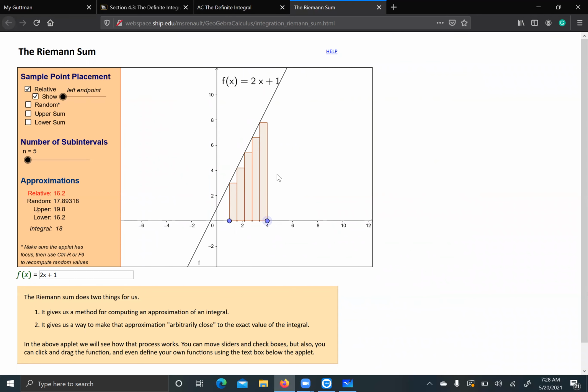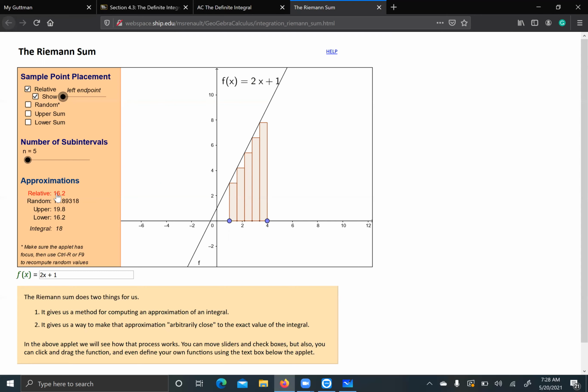If you just want to see the graph, just do this. This is the graph of 2x plus 1. It's a line. Now we want to do a Riemann sum, and the question says do a left Riemann sum. So I put this slider as left, which means for the height of each rectangle, it uses the left endpoint of the subinterval. And then we have 5 rectangles.